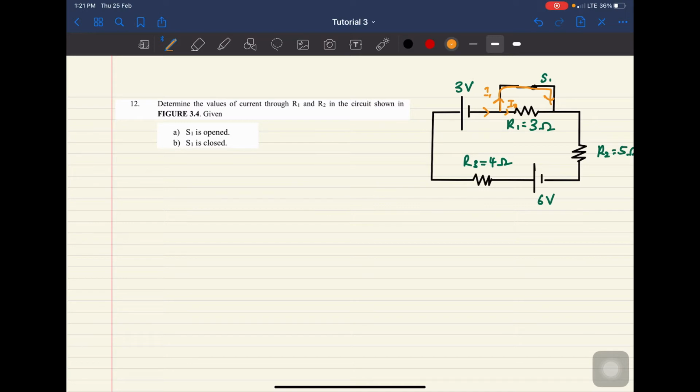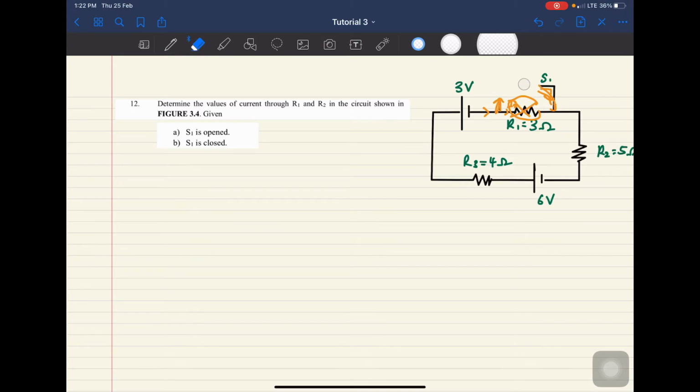So the current will choose the easiest path. So it will follow the top one. So in fact, there's no current over here at all. No current. So when there's no current, basically you can ignore it. So basically it jumps. So this circuit is actually shorted. This resistor has been bypassed. So it doesn't matter.